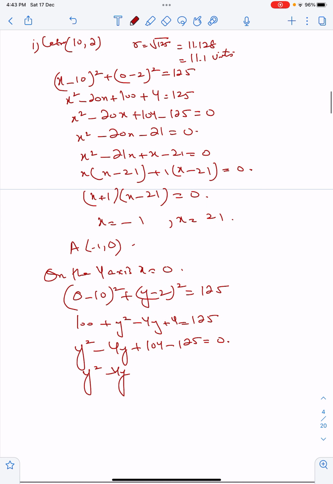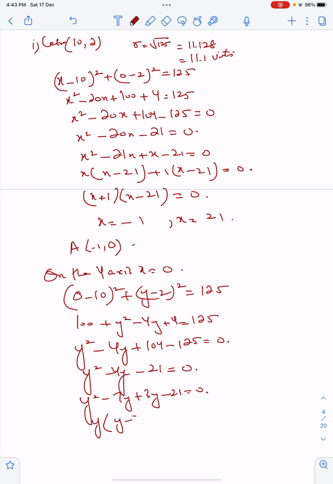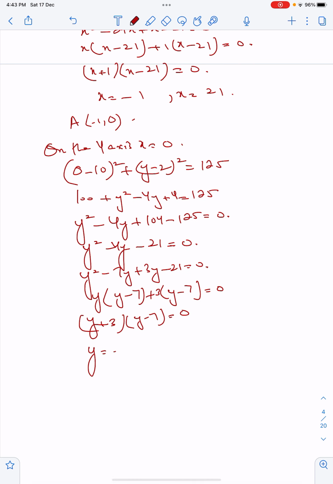Okay, 125 minus 104 is negative 21 equals 0. So 7y plus 3y minus 21 equals 0. y minus 7 here plus 3y minus 7 here equals 0. y plus 3 and y minus 7 equals 0. y equals negative 3 and y equals 7.